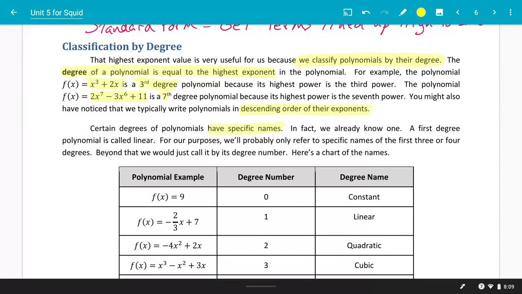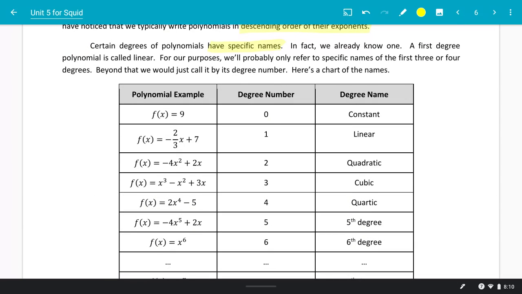In fact, we already know one. A first-degree polynomial is called linear. For our purposes, we'll probably refer to specific names of the first 3 or 4 degrees. Beyond that, we just call it the degree number. So here's a chart. If it has 0 degree, it's called a constant. We know that because it's not actually even there, right? We don't even have to write it. Something to the first degree is called linear. Notice the exponent is 1 there. To the second degree, it's called a quadratic. We've talked about that quite a bit. Something to the third degree is called cubic. Something to the fourth degree is called quartic.